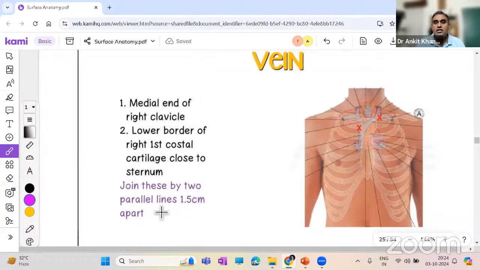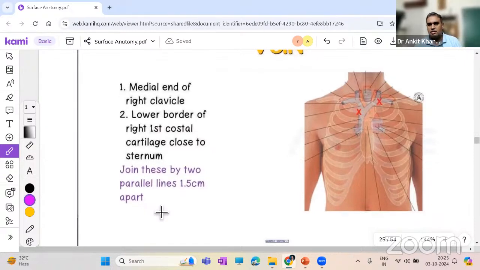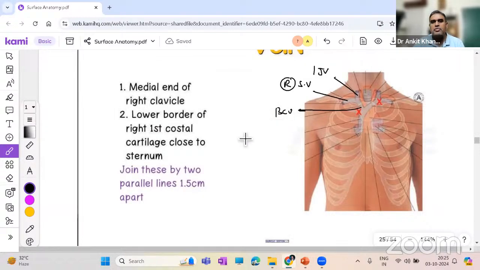So this is what we are discussing, the right brachiocephalic vein. Here we are seeing that this over here is the internal jugular vein, this is the right-sided subclavian vein, and this over here is the brachiocephalic vein. So, the medial end of the right clavicle and the lower border of the right first costal cartilage close to the sternum. If I just try to show you how the sternum is made, this is the upper part of the sternum, that is the manubrium sterni, then the body of the sternum, and then the xiphoid process.